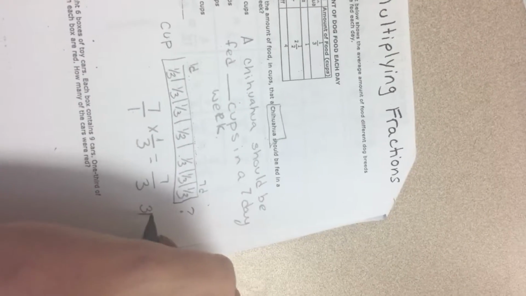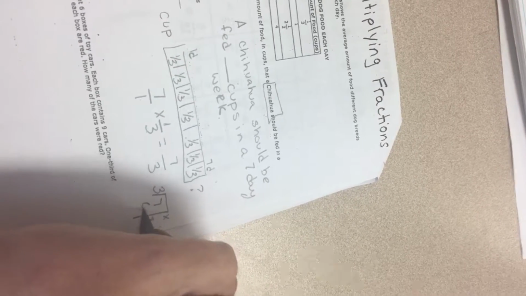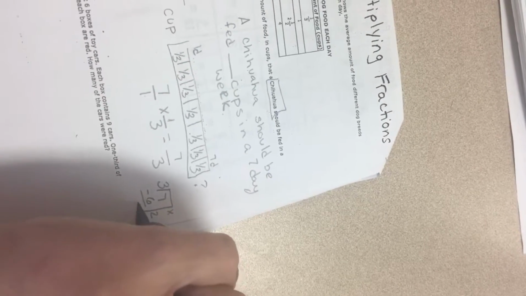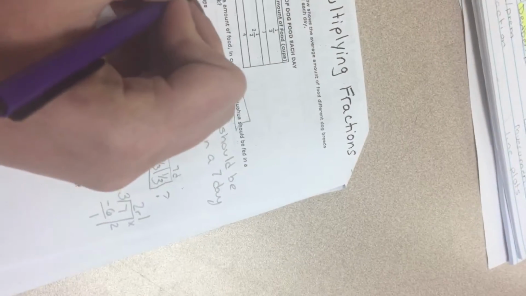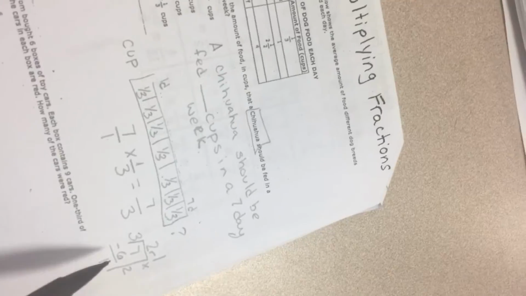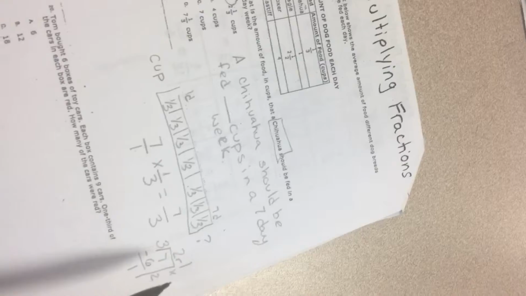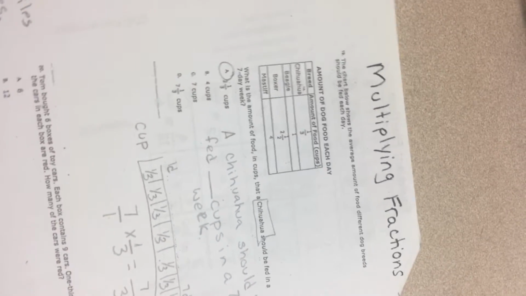Well, we do not like improper fractions, so we're going to see how many times can 3 go into 7. 3 can go into 7 2 times, so that is our whole number. 2 times 3 is 6. 7 minus 6 is 1. So 2 remainder 1, or 2 1/3. Because we take our remainder, and our remainder becomes our numerator and we put it over our old denominator, because in 4th grade we do not change the denominator.